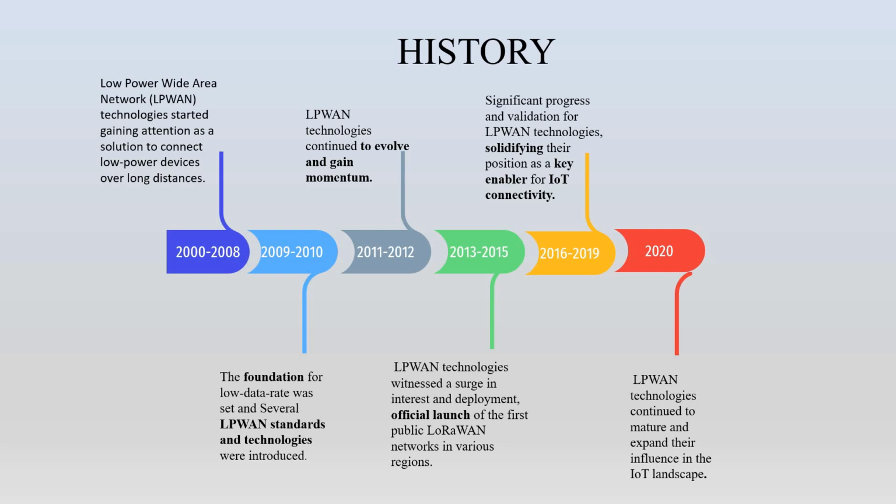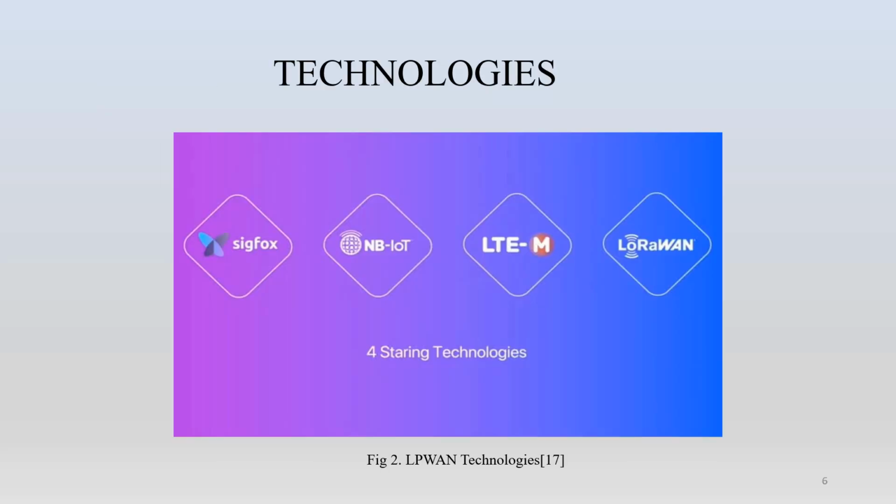Low-power wide area network technologies will continue to develop and gain acceptance in 2020, especially in the context of the developing Internet of Things market. The development of LPWAN systems over time has led to a wide range of IoT applications, including smart cities, agriculture, industrial automation, and asset tracking, which have paved the way for a connected and productive future. So these are about the history part, and let's move on to the technologies.